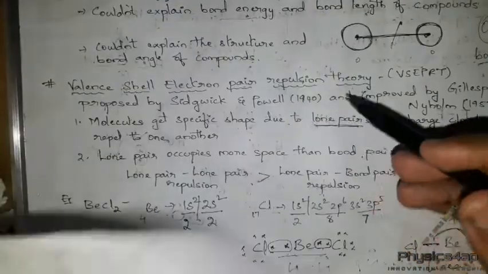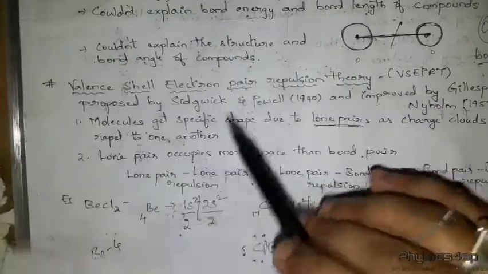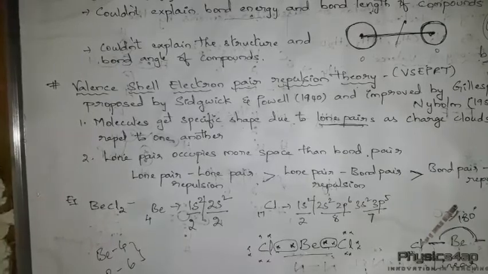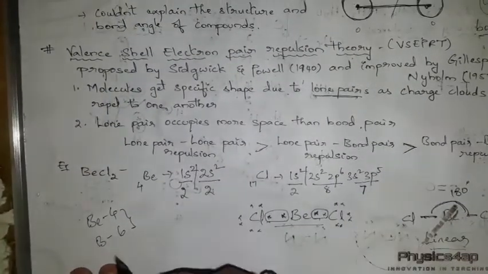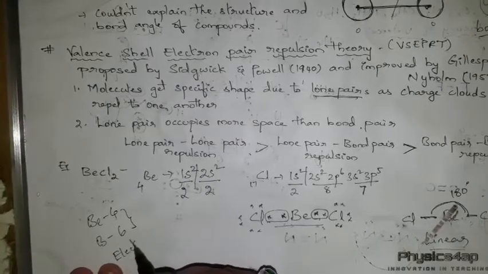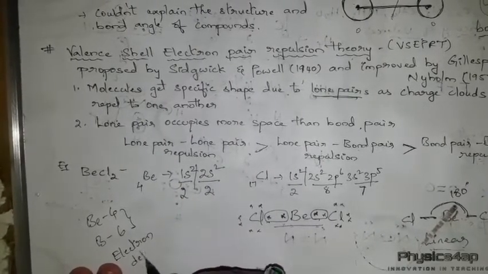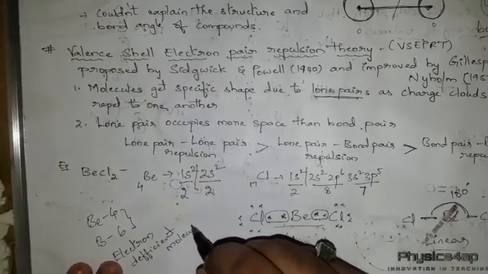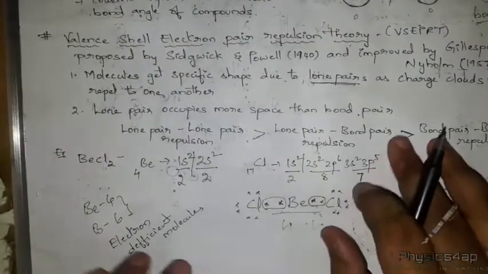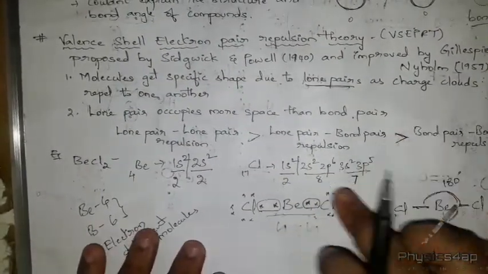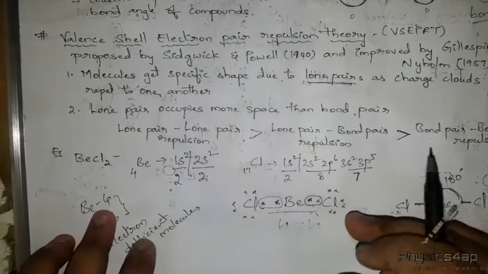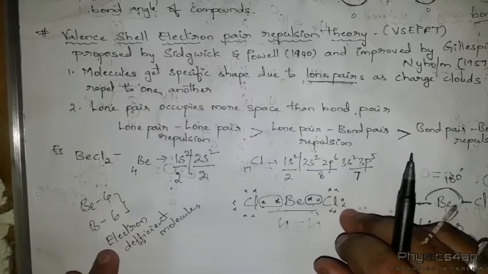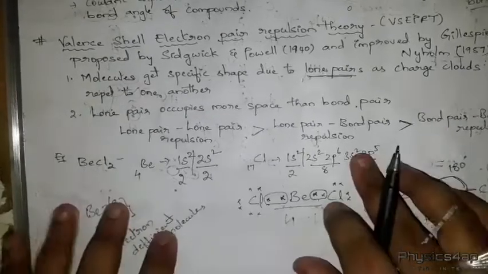But coming to beryllium and boron, these two are not following the octet rule, but they are forming compounds, which we call electron deficient molecules. Keep in mind, remember this for competitive examinations, that beryllium and boron don't follow the octet rule. While sharing electrons, beryllium has 4 and boron has 6, and these types of molecules are called electron deficient molecules.